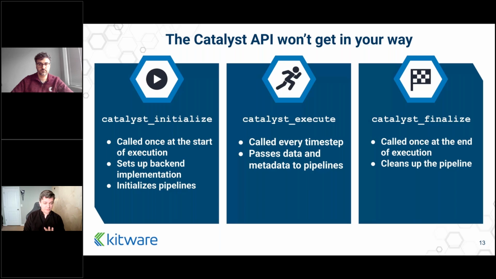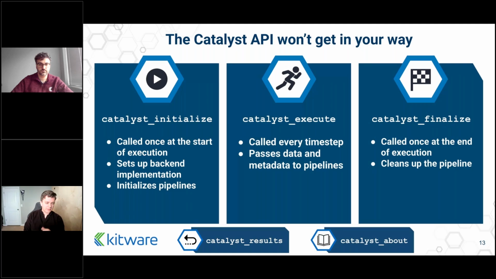Like I said, 5 if you're fancy, we also have a Catalyst results and a Catalyst about method. The results is a very interesting, powerful command where you can return information or data or parameters from the Catalyst pipeline to your simulation. It's this that enables computational steering, where users can pass user modifiable data back to their simulation to change things about the simulation runtime.